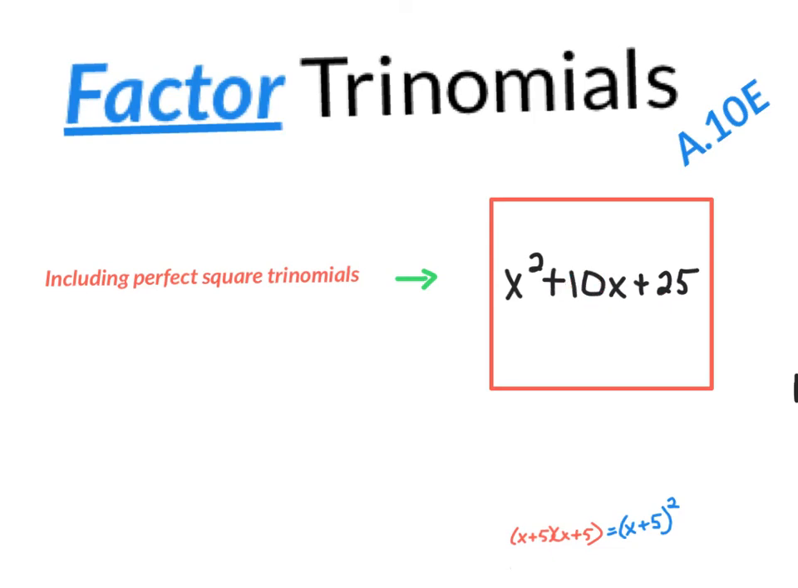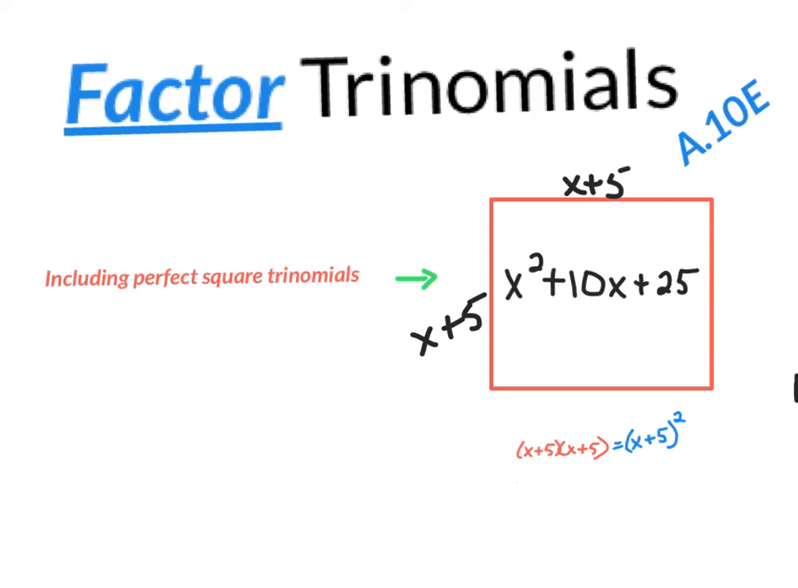So in this specific example, your binomials are x plus 5 and x plus 5 for the length and the width. I have it here: you see x plus 5 times x plus 5, and you work that out. It's actually the same as x plus 5 squared. That's because this is a perfect square trinomial. So that's a look at factoring trinomials. On another video, we will work some examples out together.